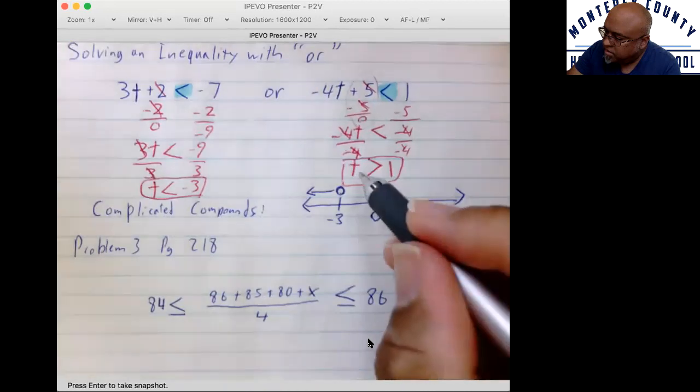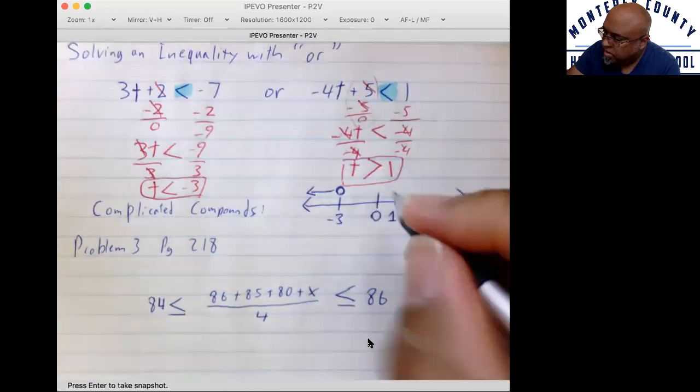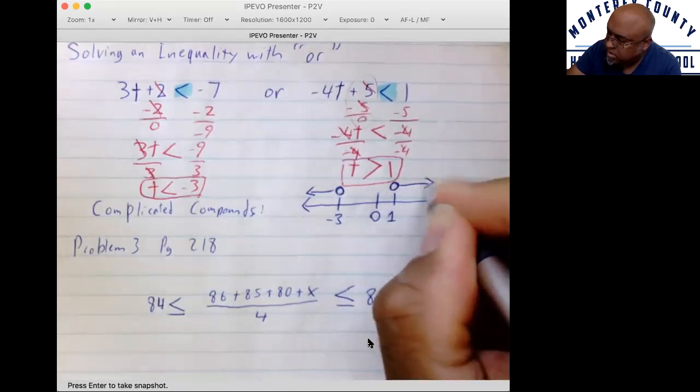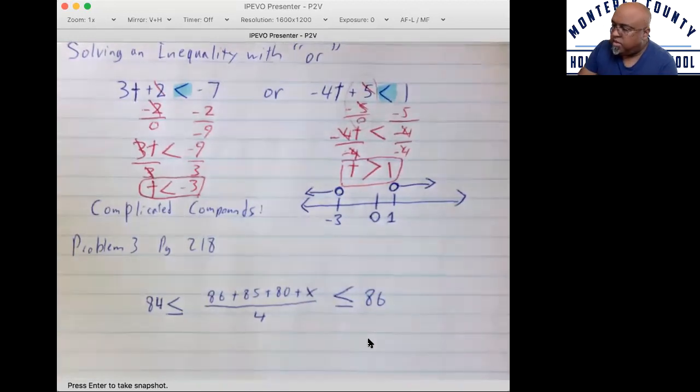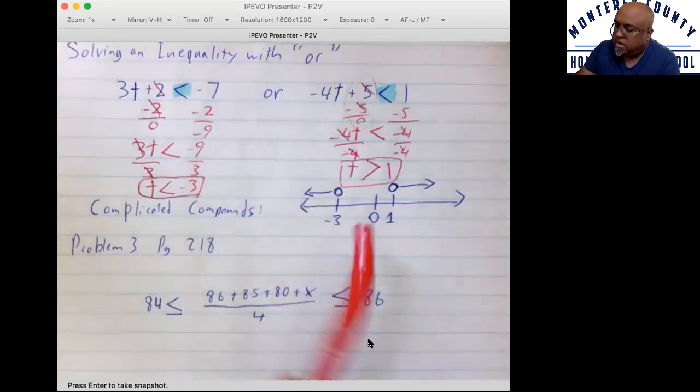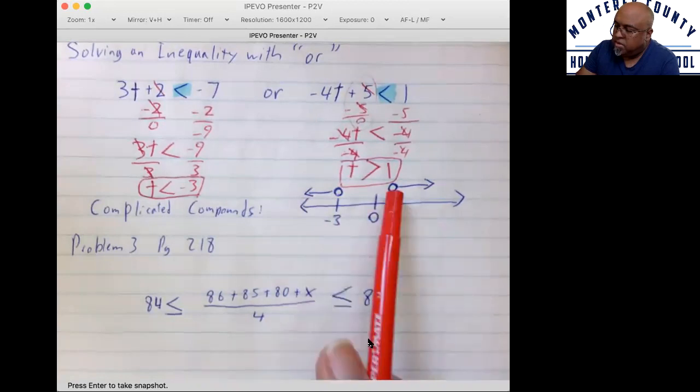And I have another statement, t is greater than 1. So I have an open inequality, so an open dot. And my arrow is going to be going to greater than. So my OR statement shows that I have the value of t could be less than negative 3, or it can be greater than 1.